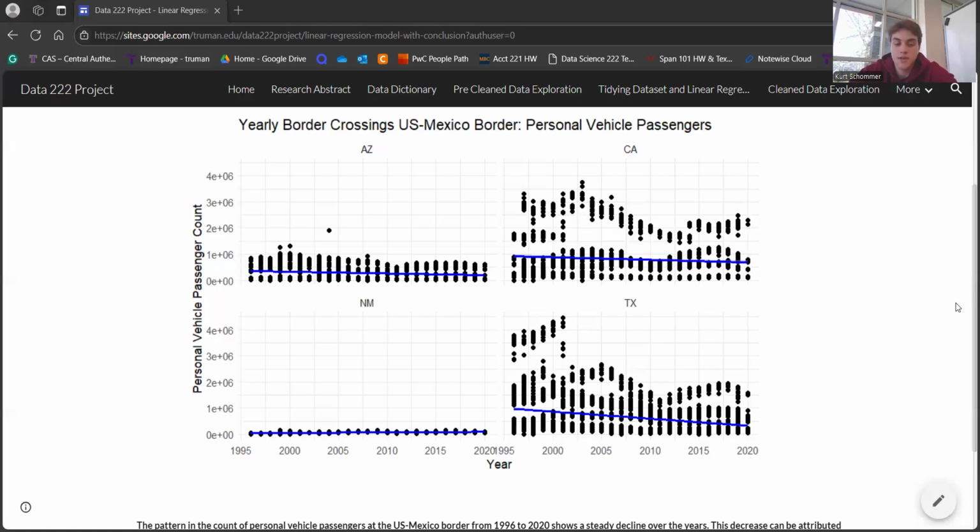Overall, the decrease in passenger numbers at the border is the result of a complex interaction of social, political, and economic factors. Changes in the political climate, economic pressures, and shifting patterns of immigration and travel have all contributed to the overall decline in personal vehicle crossings at the U.S.-Mexico border over the past few decades.